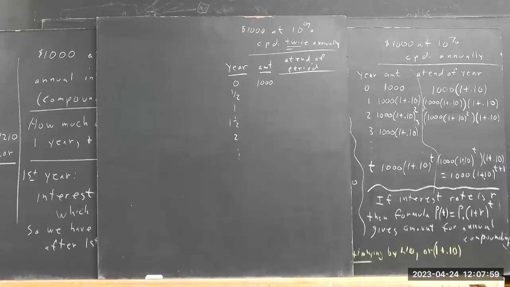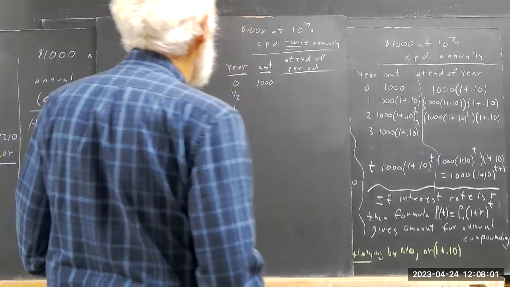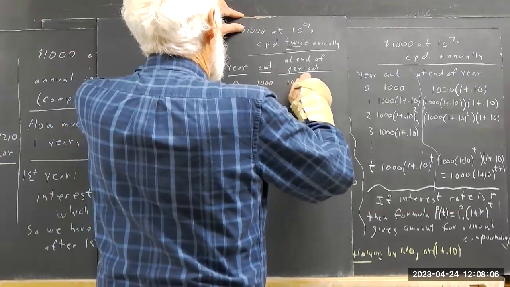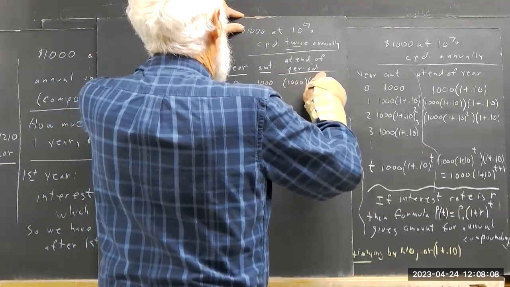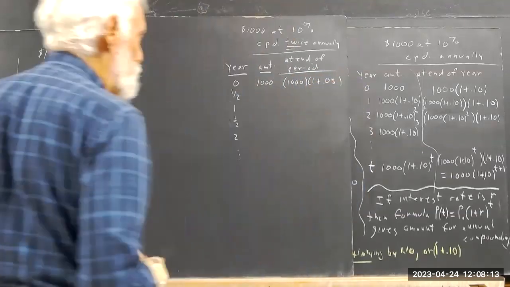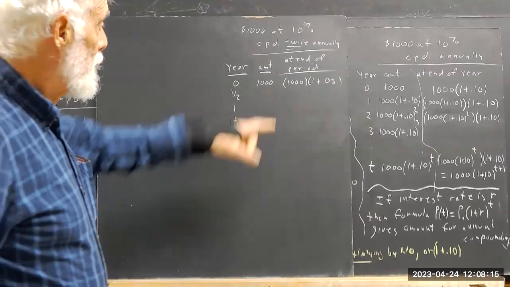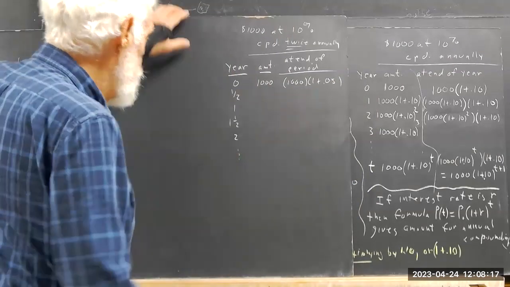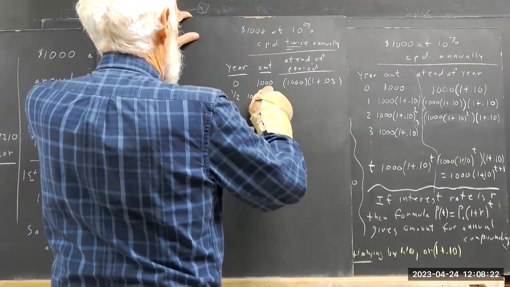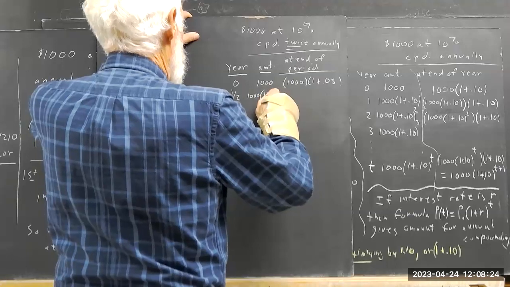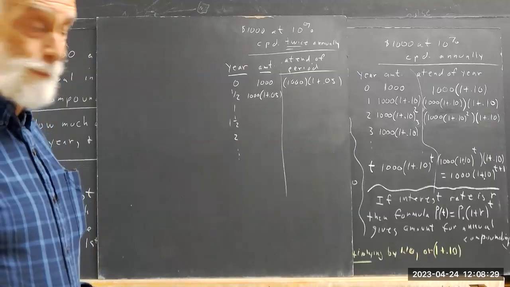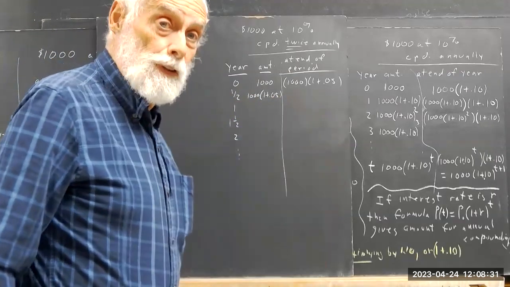Okay, so let's write this out carefully. At the end of our first period, we have $1,000 times 1 plus 0.05. That's the amount we're going to have after half the year. We're not going to multiply that out, we're just going to write this as 1,000 times 1 plus 0.05. Now, what do we have at the end of the next period?